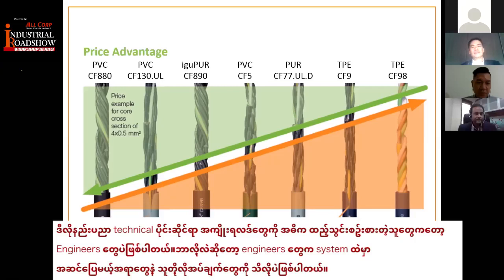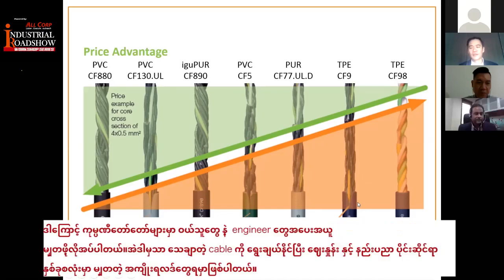This technical advantage is always emphasized and discussed by the engineers, because the engineers know what they need and how they want to look into the systems. Hence, many companies have to have a very good balance between the purchasers and the engineers, so that both parties can come to a proper selection and harmonize between price advantage and technical advantage.